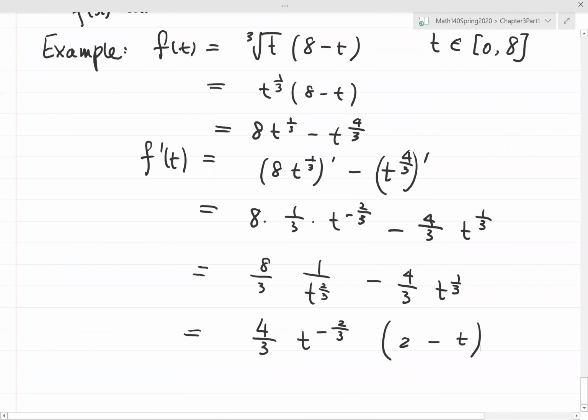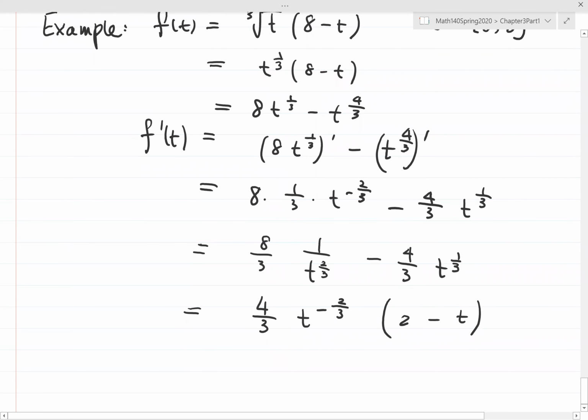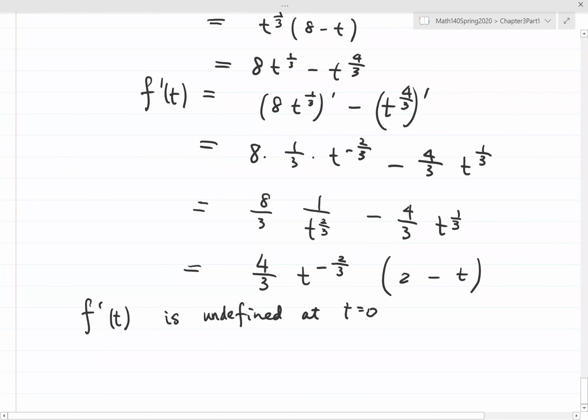Now to find the critical numbers. We have trouble when t is 0, because here we have a negative power of t. So the critical numbers: f derivative of t is undefined at t equals 0. So we have one critical number, which is 0. Now to find other critical numbers, we set the derivative to be 0.